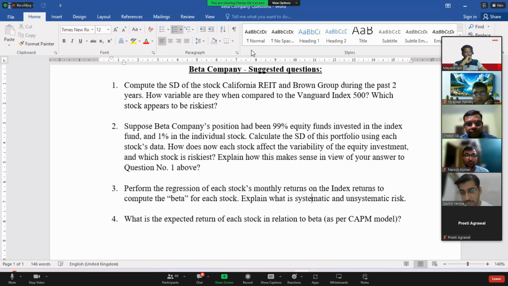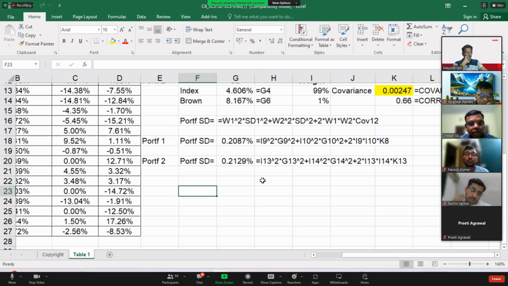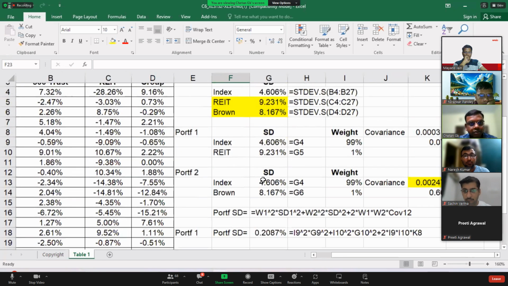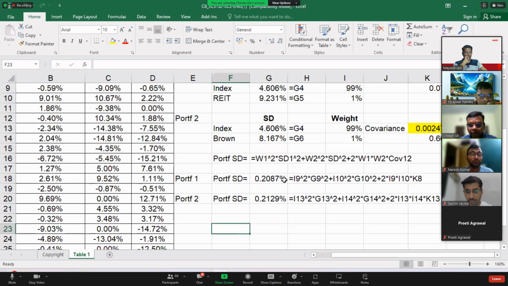Beta of the stock, how to compute. Please concentrate, class. I am doing now the beta of the stock. That is the REIT beta I am computing.